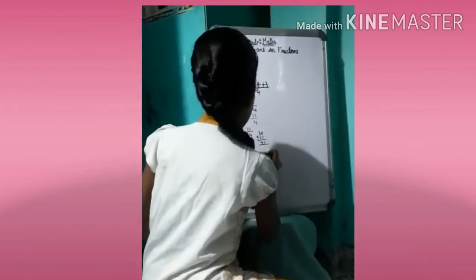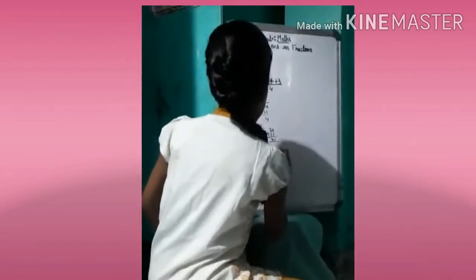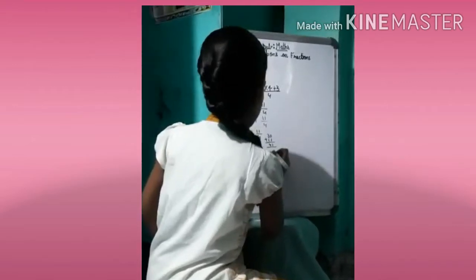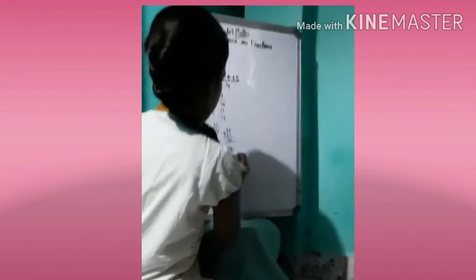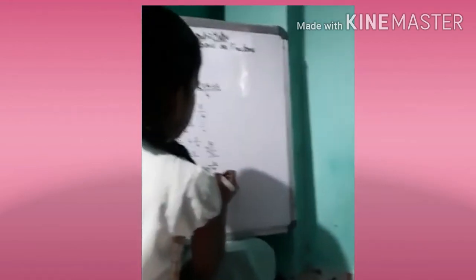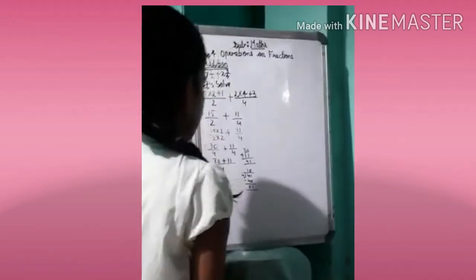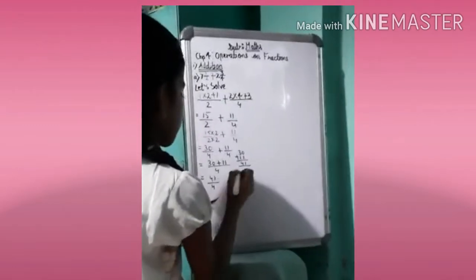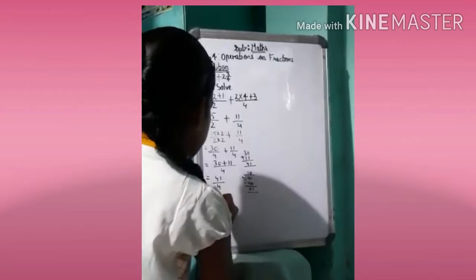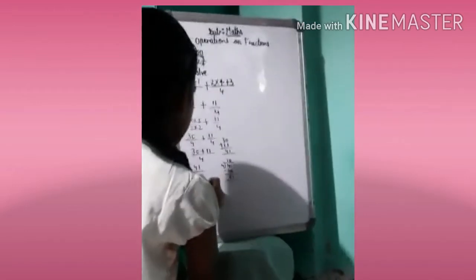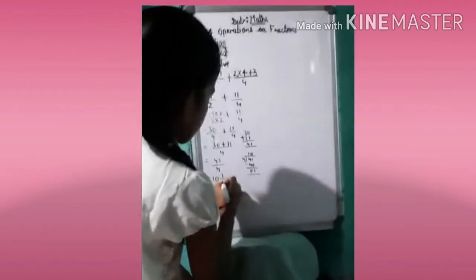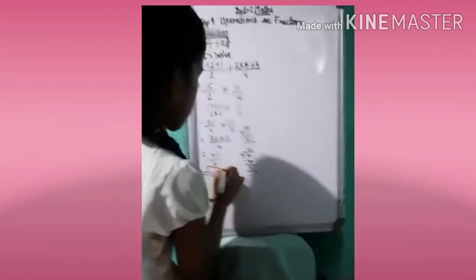Now we will divide this roughly here. Now 4 tens is 40. Now we will minus it. 0. Now our answer will be 10 1 upon 4. Okay.